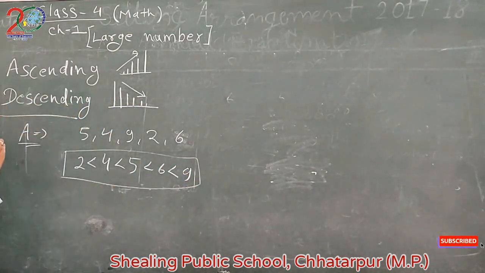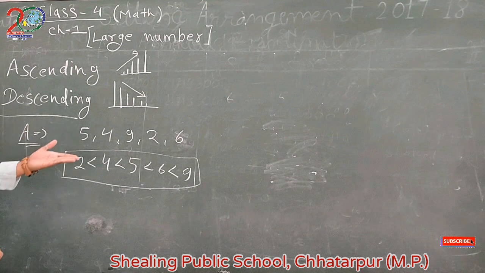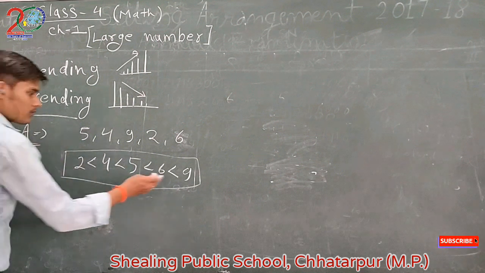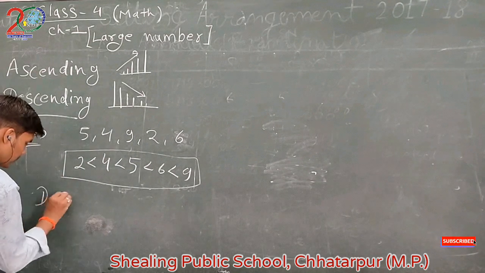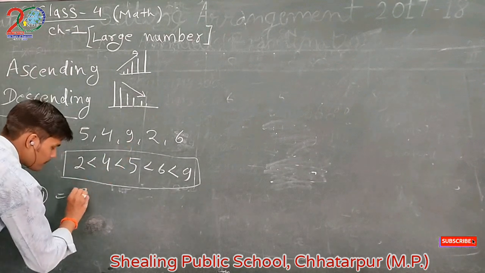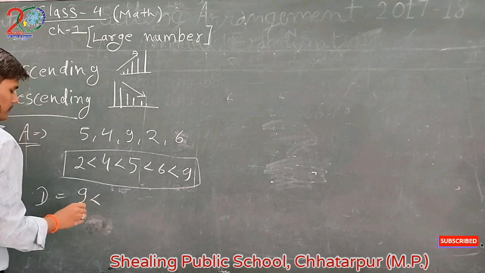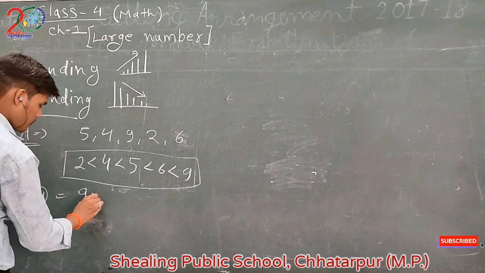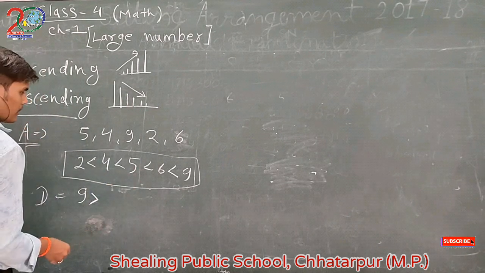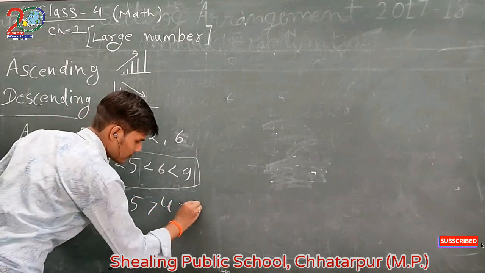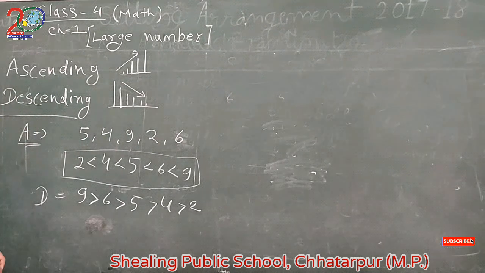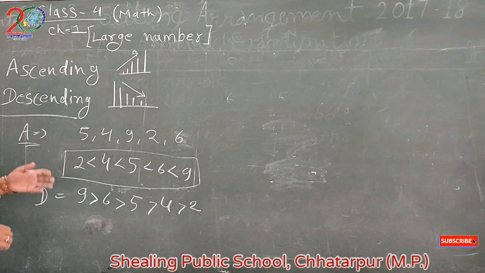Ascending and descending, just opposite. So what is the greatest number in the digits? It's, in descending, 9. Then 6. Then 5. Then 4. And last one is 2. Like this. Okay. So you know how to write down the ascending order and descending order of the digits.